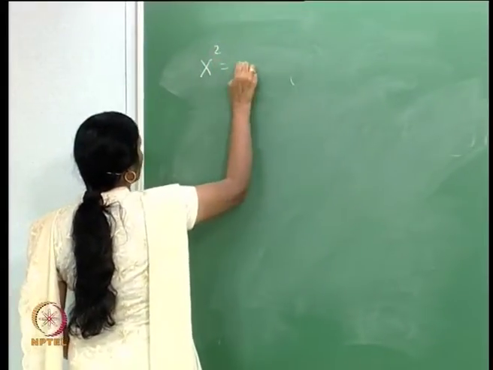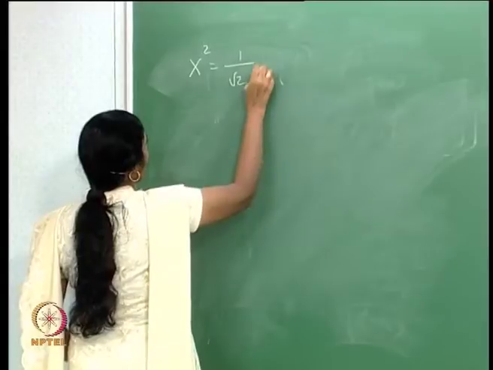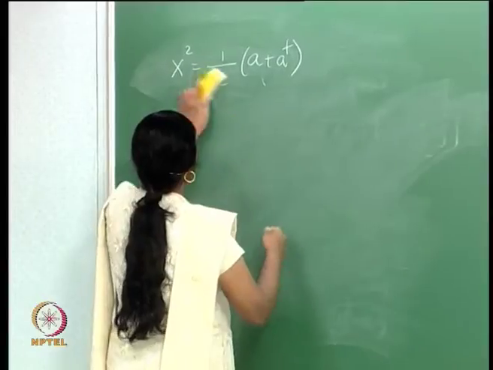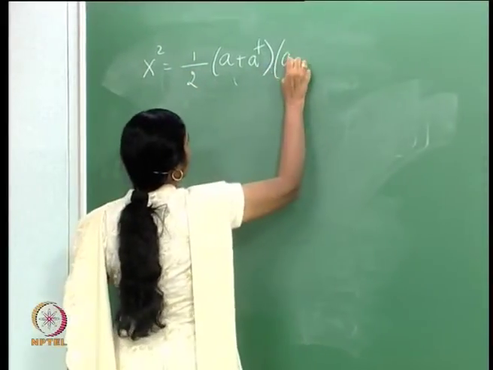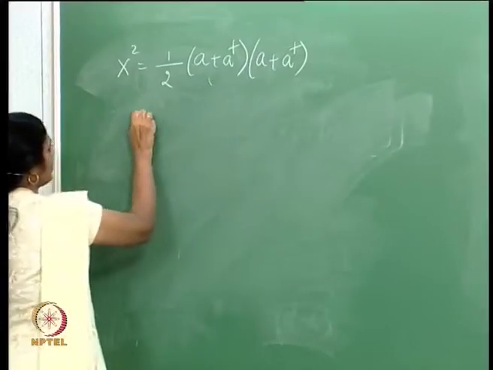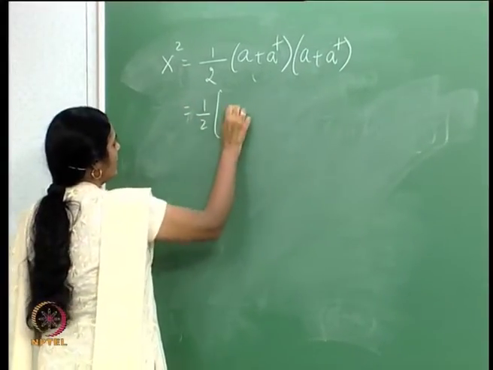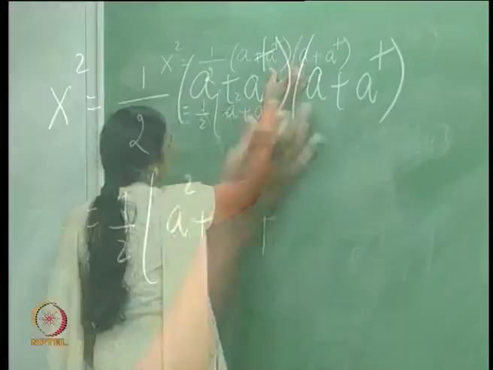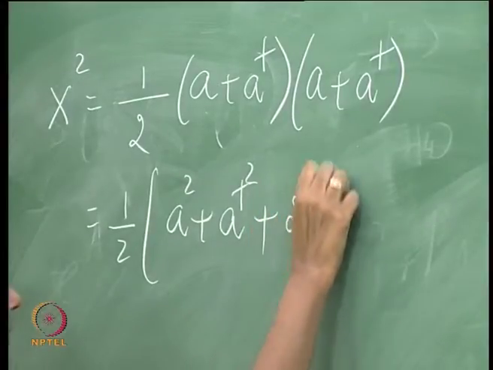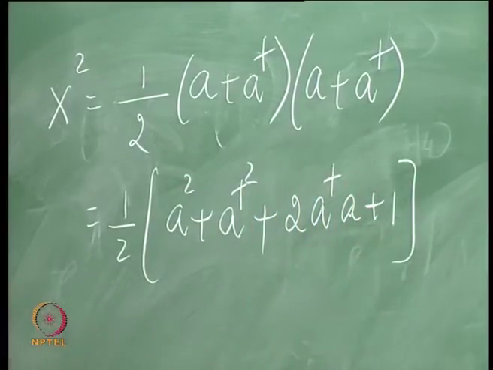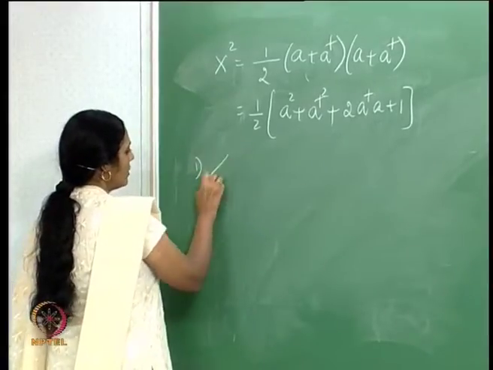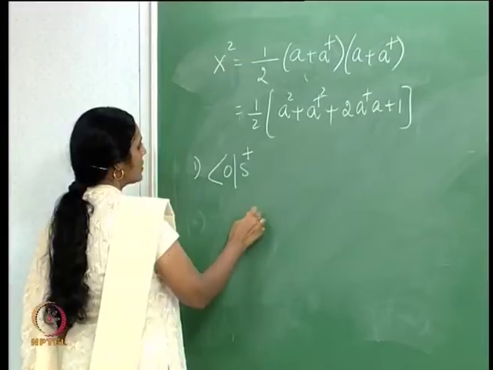Now, x squared is simply 1 by root 2 times (a plus a dagger), the whole squared, and therefore that gives me a half times (a plus a dagger) times (a plus a dagger). We have done this in the earlier lecture, and this gives us a squared plus a dagger squared plus a dagger a plus a a dagger, that is 2 a dagger a plus 1. So, this is x squared. We therefore have to find various expectation values. First of all, we need to figure out this object.